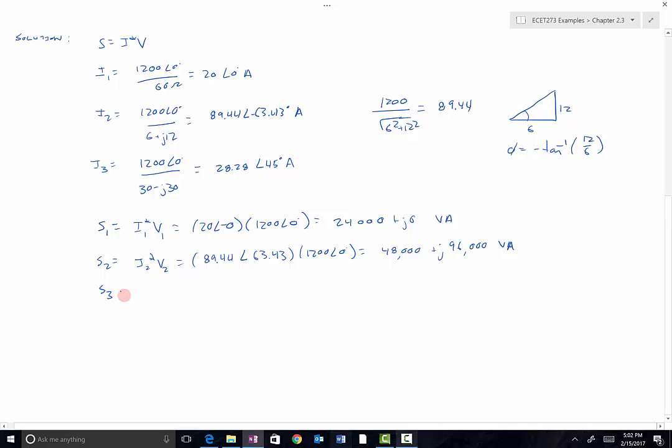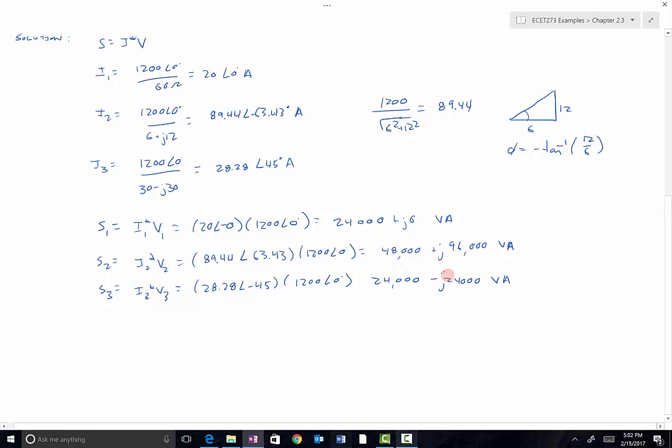Then finally the complex power for the third branch is going to be I3 star times V3. That's 28.28 at an angle of negative 45 times 1200 at an angle of 0 degrees. That's going to give me 24,000 watts minus 24,000 VARs.